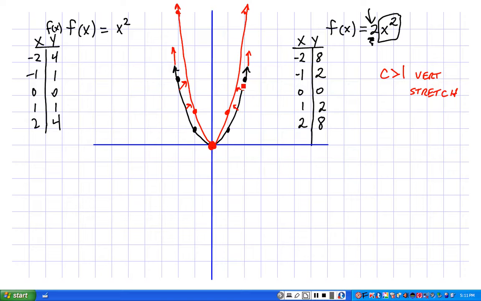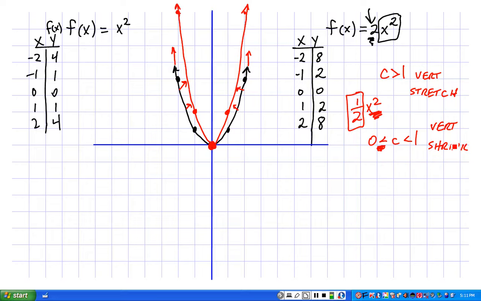Okay, let's say instead of 2 that were 1/2 x squared, so now your constant that's being multiplied by your parent function is between 0 and 1. Okay, so now your constant is greater than 0, can't be 0, but it's less than 1. Alright, so now you're talking a fraction, less than 1. That's what we call a vertical shrink.